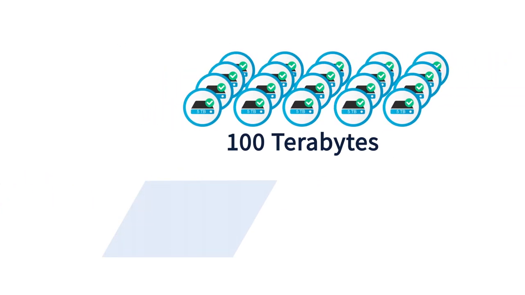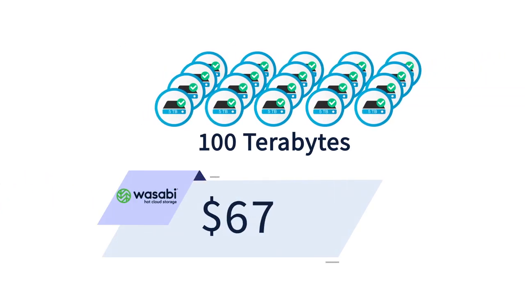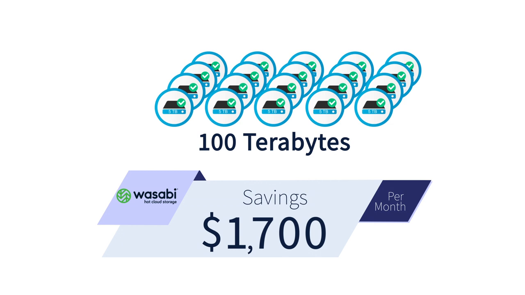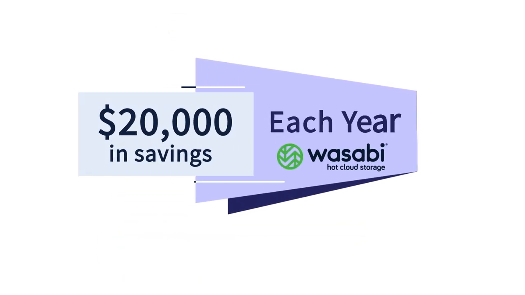If you move your 100 terabytes to Wasabi storage, you will be paying $599 each month with zero egress fees. That's a savings of over $1,700 each month and over $20,000 each year.